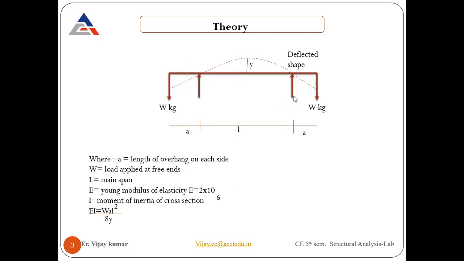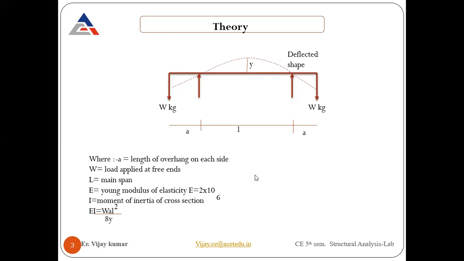It's a determinate beam. Once you draw the bending moment diagram using the forces acting on the ends, you can easily calculate the deflection. If the deflection comes out to be WAL square by EI, you just cross multiply, and we need to find the elastic properties of the material, that is EI, which is equal to WAL square by 8Y. So this is the theoretical value basically.